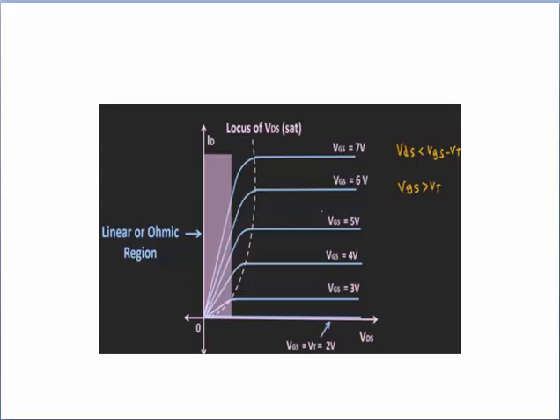Next is drain characteristics. If we see the drain current versus VDS curve for different values of VGS, it will look like this. As you can see, as the value of VGS increases, the current will also increase, and this parabolic curve shows the locus of the VDS voltage where the ID current will get saturated. Now in this graph, this region is called the linear or ohmic region. In this region, the MOSFET can be operated as a voltage controlled resistor.